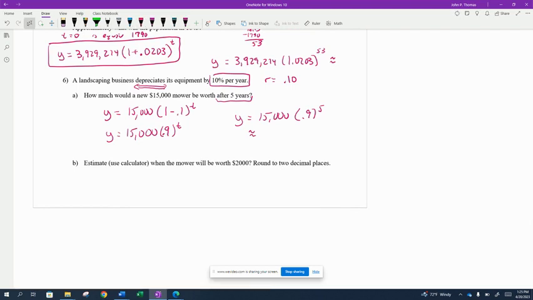All right, now part B says estimate, use a calculator, when the mower will be worth about $2,000, rounding to 2 decimal places. So this is a place we're going to use the graphing calculator, and we're going to have to look for an intersection between the model that we built, 15,000 times 0.9 to the t, where you can enter the t as an x on your calculator, and the line y equals 2,000. That's going to allow us to find the intersection of those, which will give you the t value that makes that happen. Right now, we don't have an algebraic means to solve that. Later in the chapter, we will.